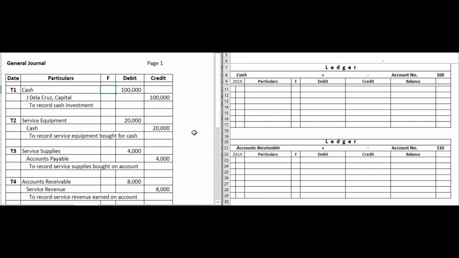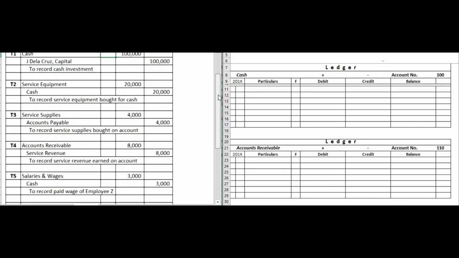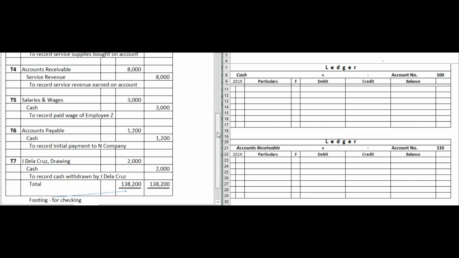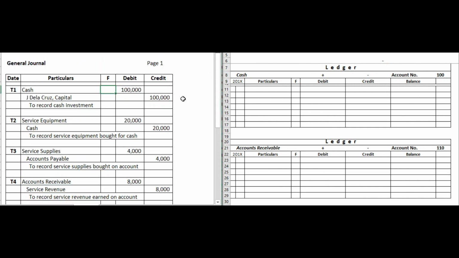Ayan, classify na natin sila. Remember yung classification? May classify into accounts. Okay. How to record? Naalala nyo yung transaction natin sa previous lecture natin about wash and wear? Ito na siya, up to transaction 7. Ito na yung tinatawag natin na journal entries natin.